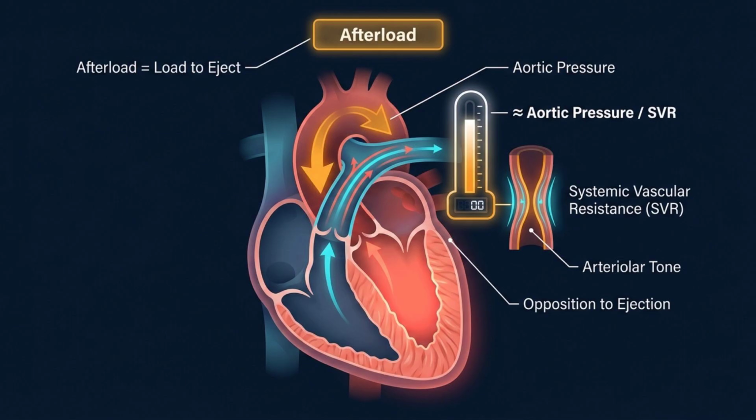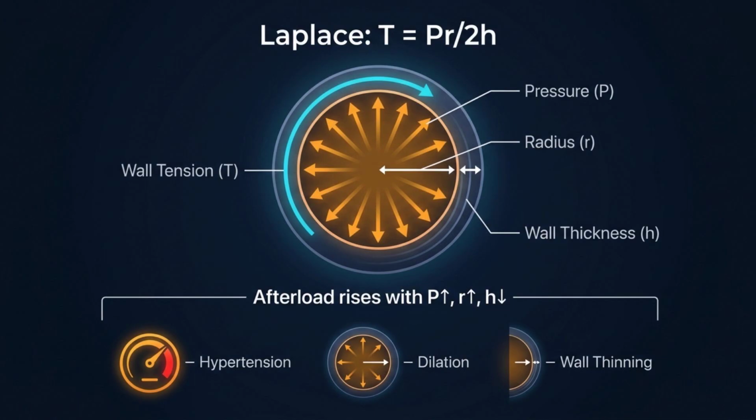Afterload is the load the ventricle must overcome to eject blood. For the left ventricle, this is roughly aortic pressure, or more precisely, systemic vascular resistance. Laplace's law tells us that wall tension equals pressure times radius divided by twice the wall thickness. So afterload rises when pressure rises, when the ventricle dilates, or when wall thinning occurs.